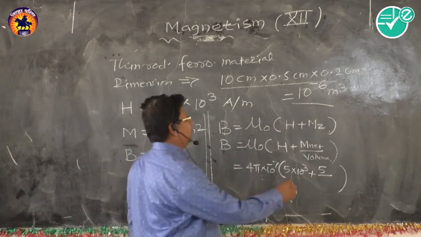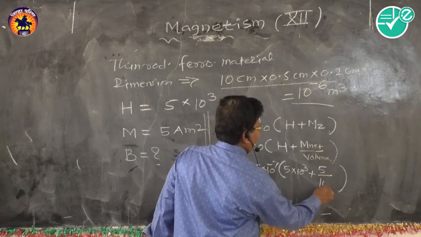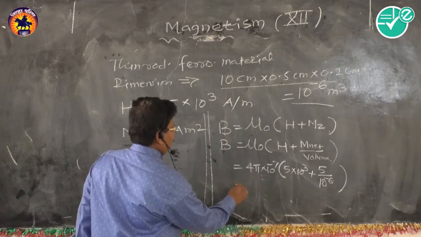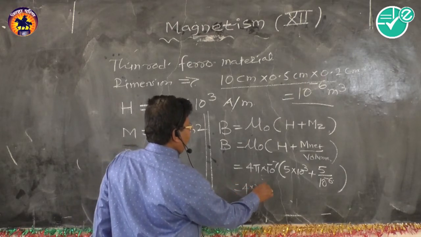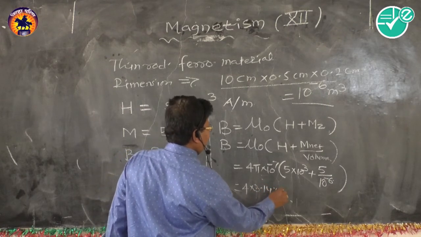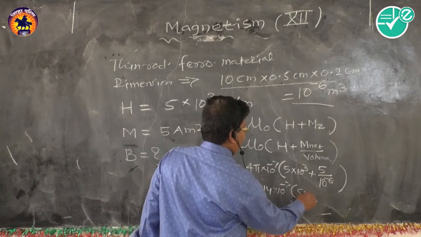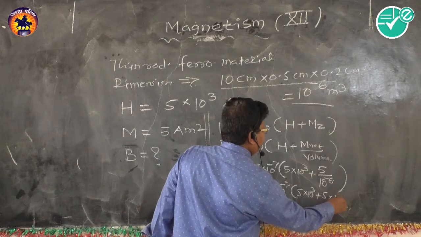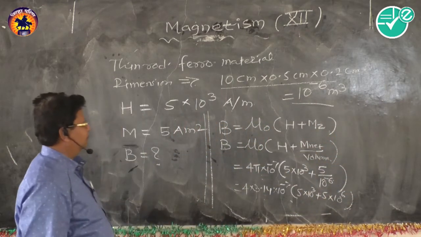If we substitute this value, M net is 5 divided by volume, which is 10 to the power minus 6. So B is equal to 4 into 3.14 into 10 to the power minus 7 in bracket 5 into 10 to the power 3 plus 5 into 10 to the power 6, bracket close.